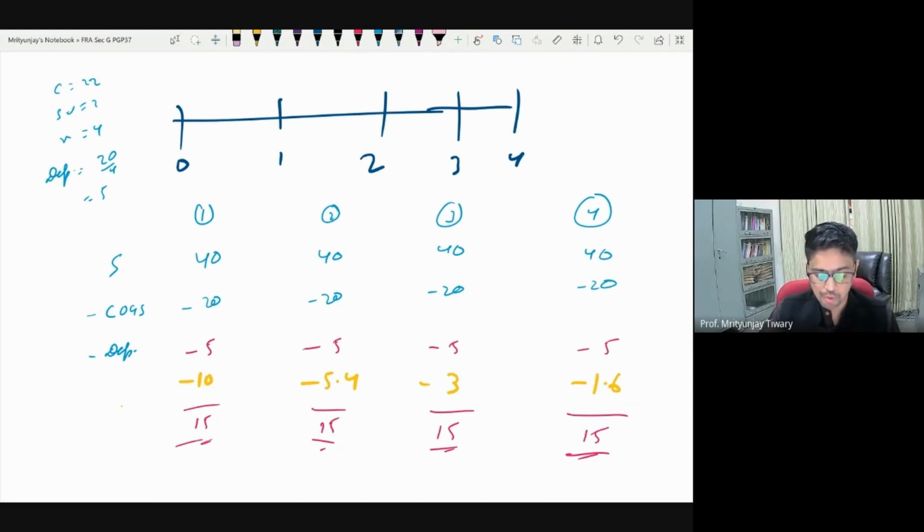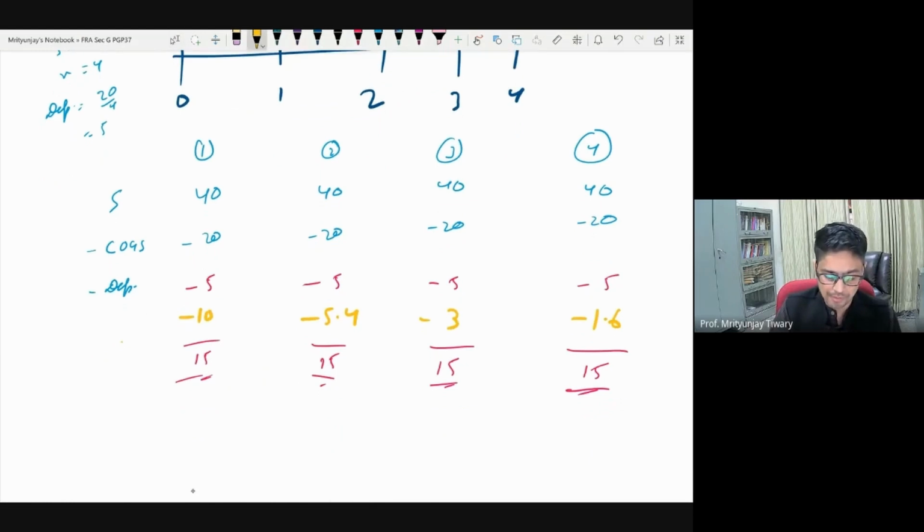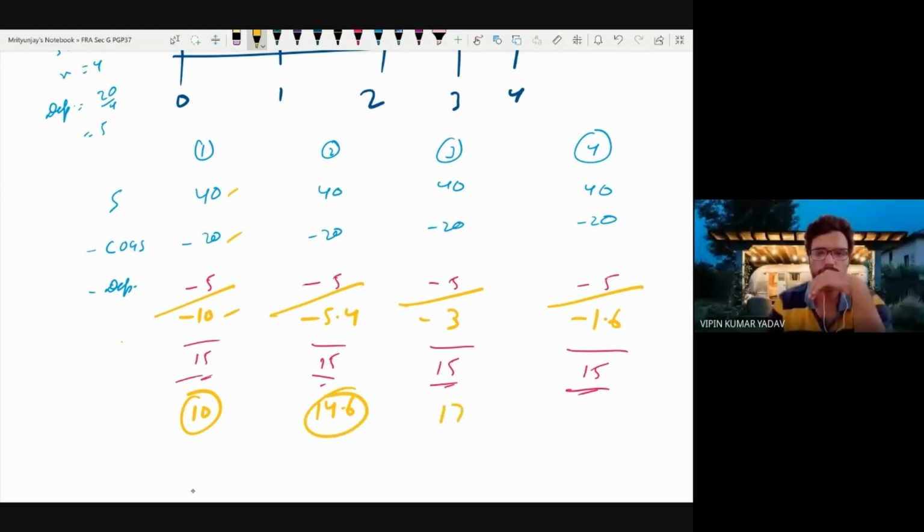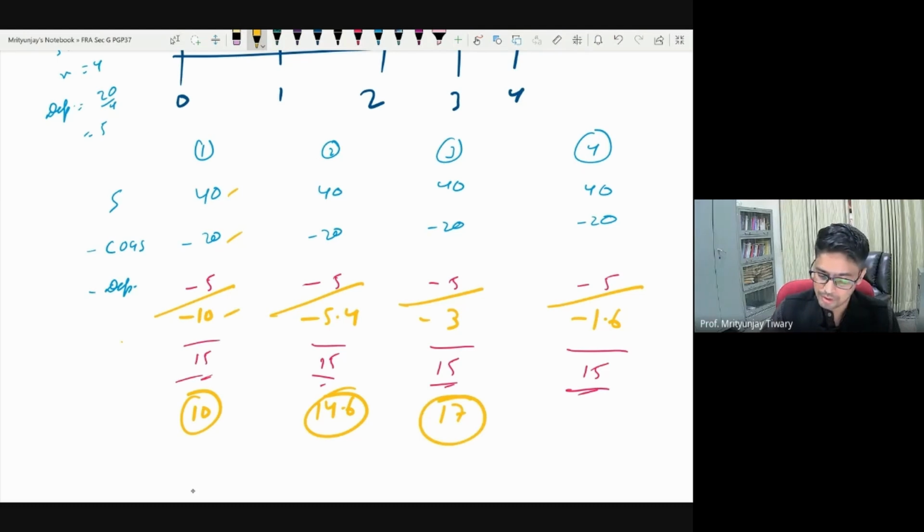But now how would you show the profit? You would show that in the first year our profit was only 40 minus 20 minus this 10. These are oblique of each other; either you are showing minus or you are showing this. So 10 lakh of profit in the first year. How much profit in the second year? 14.6. Third year? 17 lakh. And fourth year? 18.4.